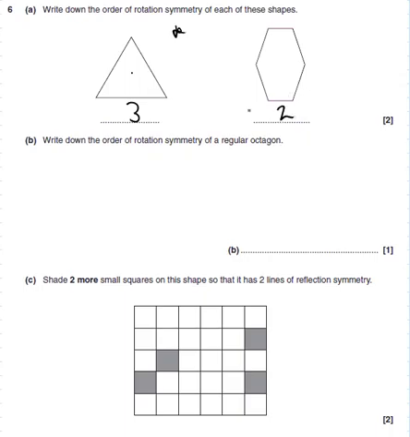Write down the order of rotation of a regular octagon. So if it's a regular octagon, it will look like this. So therefore there will be 8 positions on a full turn where it will look like it again.